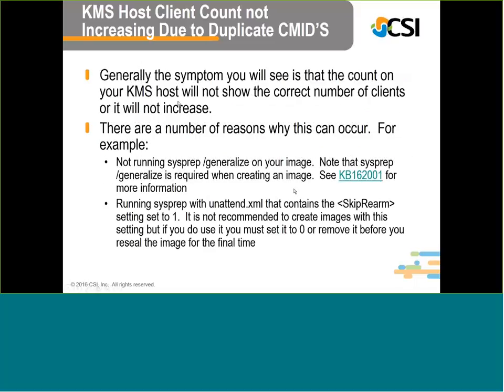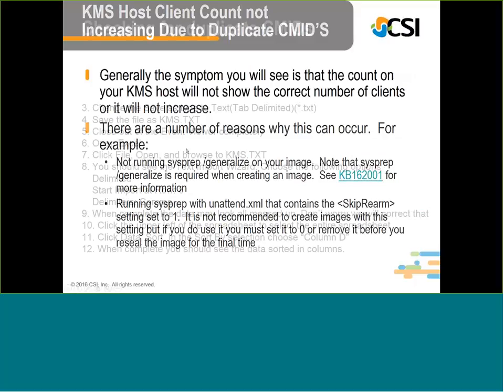How do you fix that? You basically run sysprep generalize in your image. There's a knowledge base article there. The other thing is if you're playing with your image and you're blocking the rearm in your unattend XML file for sysprep, and that's not set to 0, it's still set to 1, that will mess it up. Fix those things and KMS won't be a problem.